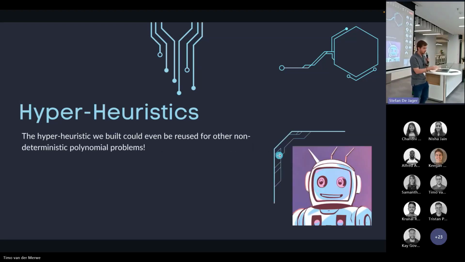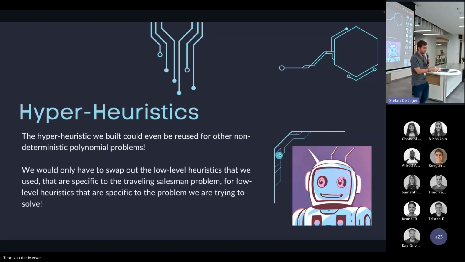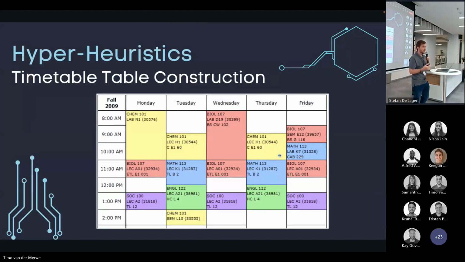And the really great thing about hyper-heuristics is that we can even reuse this hyper-heuristic that we have for other non-deterministic polynomial problems. All that we need to do is swap out those low-level heuristics that are specific to the traveling salesman problem, like nearest neighbor or furthest neighbor, and replace those with low-level heuristics that are specific to the type of problem that we're trying to solve. An example of the type of problem that we could solve using a hyper-heuristic is to construct timetables. A hyper-heuristic would use low-level heuristics that are specific to timetable construction, so graph coloring or a different low-level heuristic that you want to use.